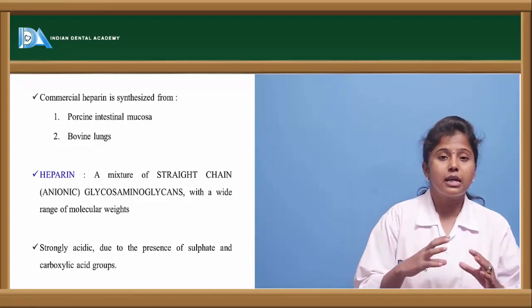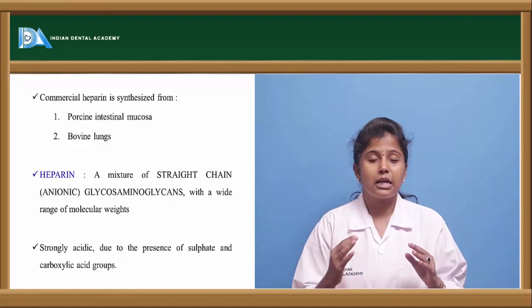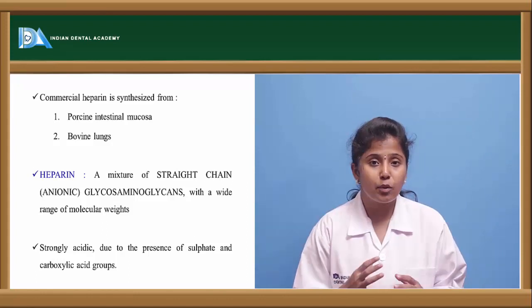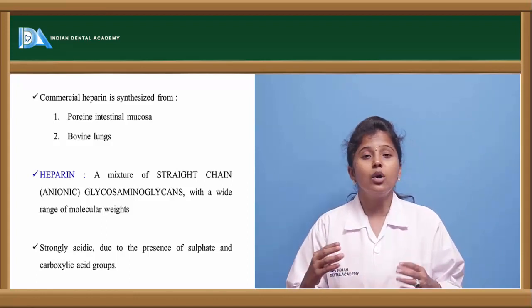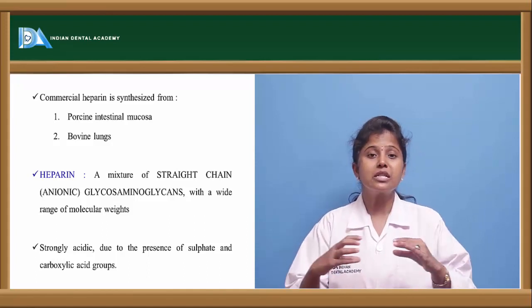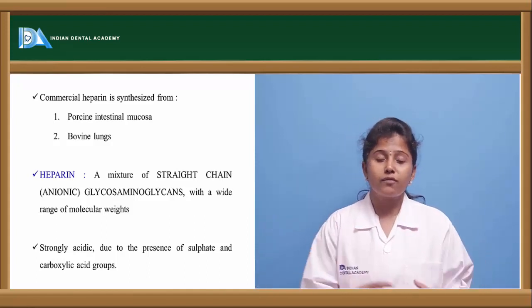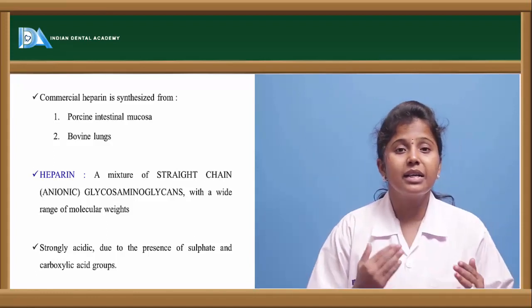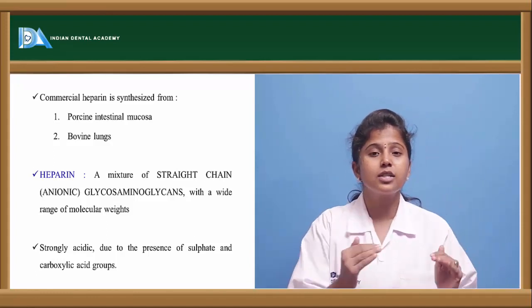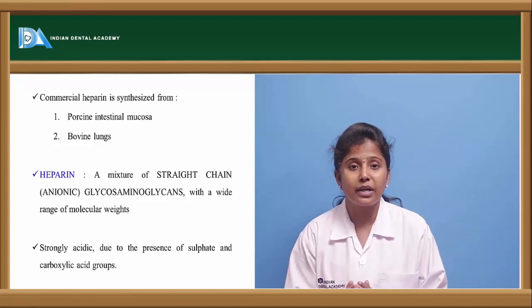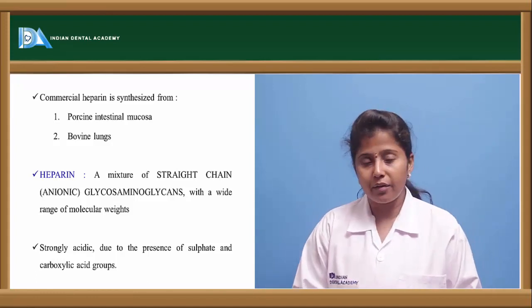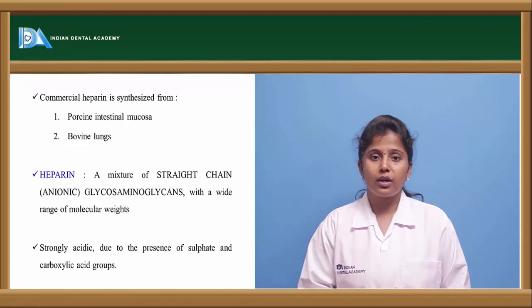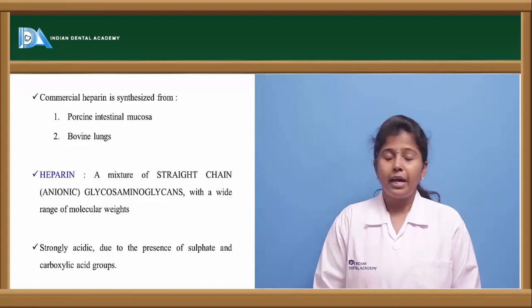glycosaminoglycans. Glycosaminoglycans, in the sense they contain the carbohydrate or sugar moiety along with the amino acid moiety. So it is a straight chain linkage of glucose and amino acids, and there are various categories of heparin based on the molecular weight. For example, low molecular weight heparin and high molecular weight heparin.